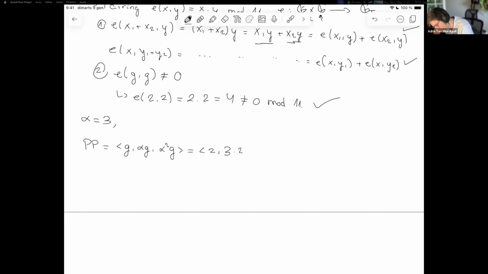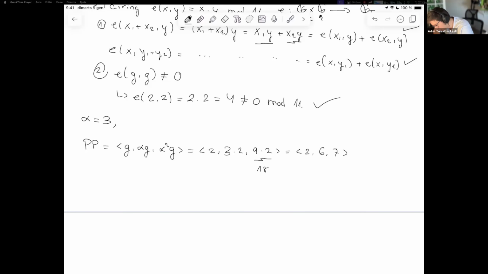And the third one is 3 squared, so 9 times 2 mod 11, so it's 7. Perfect. So we have the first element is 2. The second element is 3 times 2, which is 6 mod 11, so 6. And the third element is 18, mod 11 is 7. Perfect.